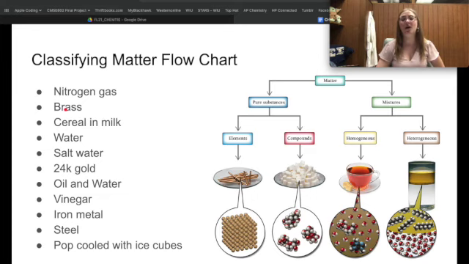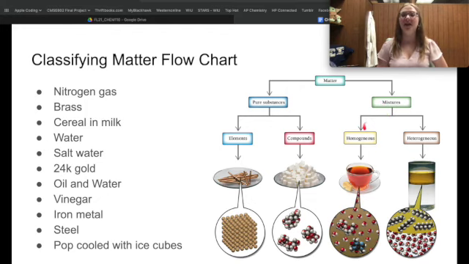Brass is a mixture of copper and zinc atoms. So it's a consistent mixture of copper and zinc atoms. If I'm following my chart, I know that I have to decide whether it's a pure substance or whether it's a mixture. So brass is a mixture.